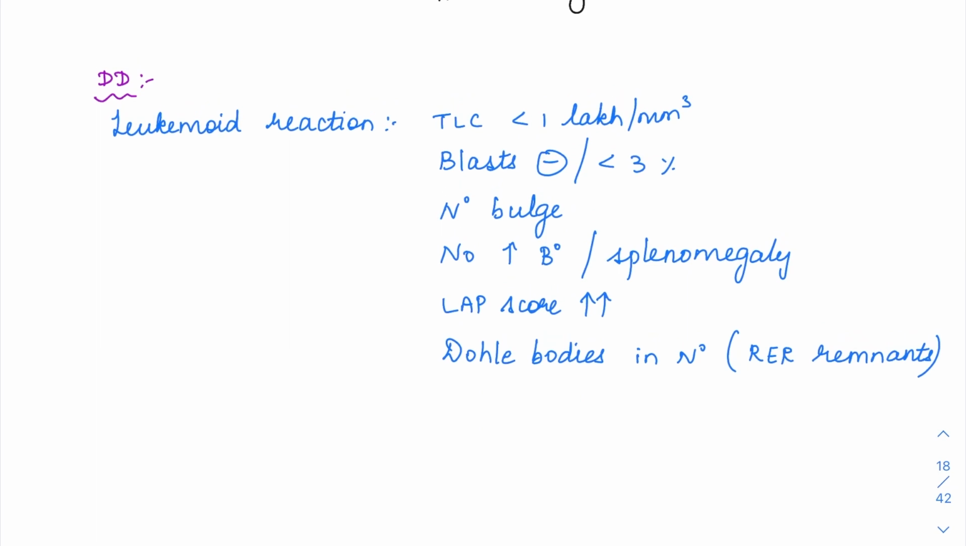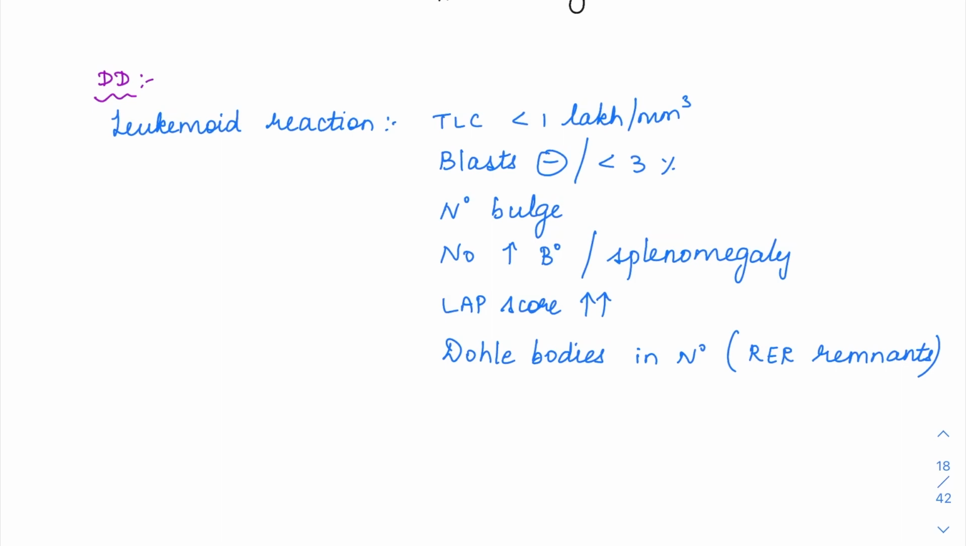So coming to the differential diagnosis of CML, if you see the peripheral smear in a leukemoid reaction, so leukemoid reaction is nothing but, in a septicemia, there is going to be lots of leukocytosis. But here the leukocytosis is going to be less than 1 lakh only. In CML, usually the count is going to be more than 1 lakh, while in leukemoid reaction, it is going to be less than 1 lakh.